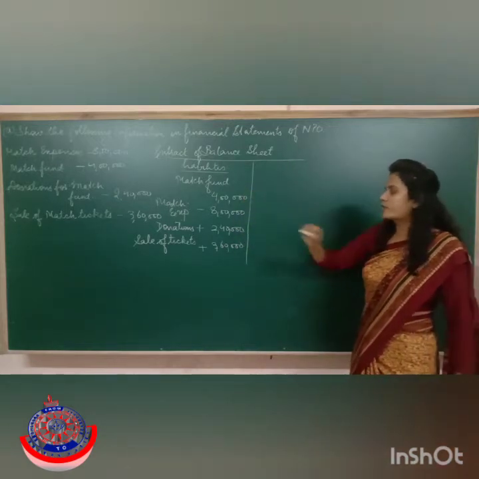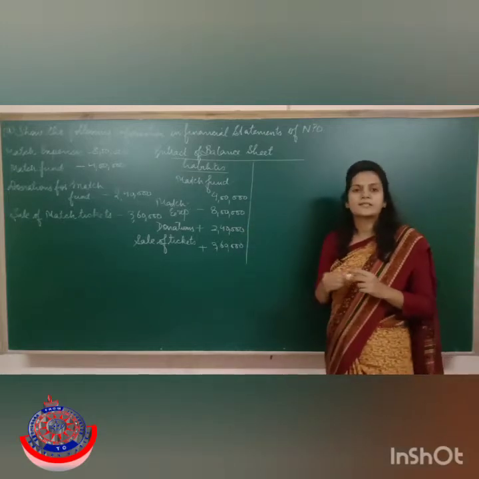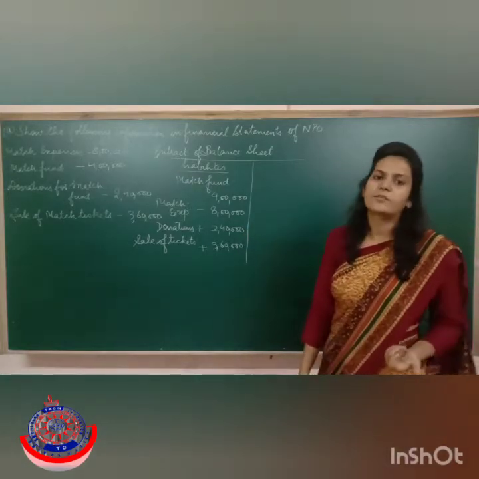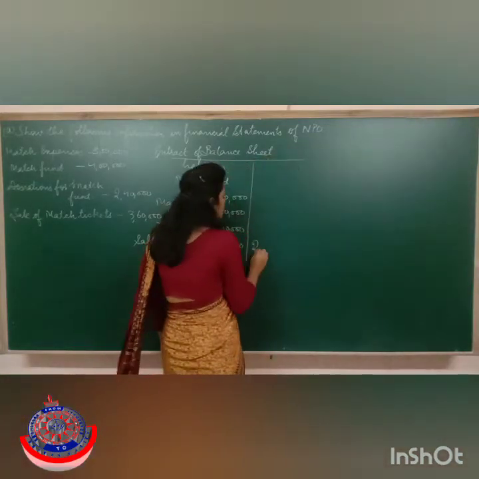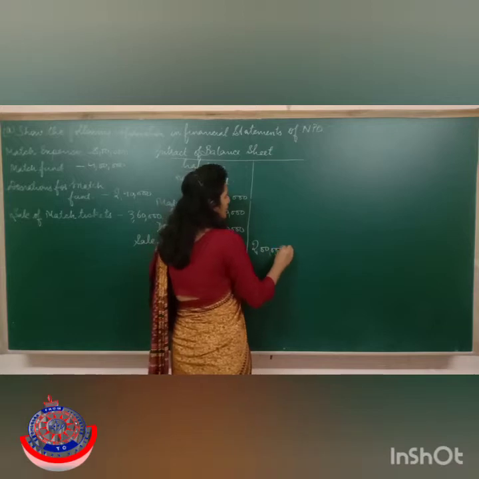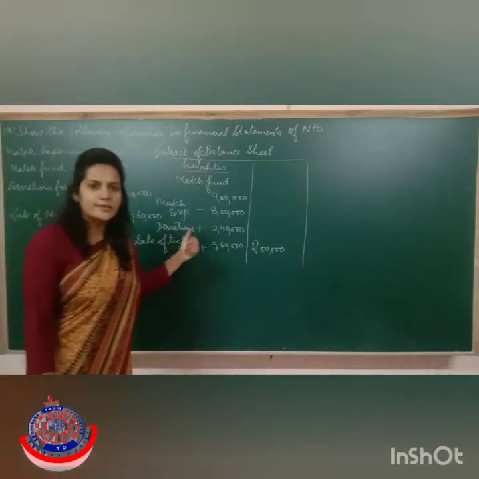So now you have to write the net figure outside. 4 lakh plus 2,40,000 is 6,40,000. 6,40,000 plus 3,60,000 is your 10 lakhs. Now 10 lakhs minus 8 lakh is rupees 2 lakh. So you have to show rupees 2 lakh in the external column. I'm hoping that this point is clear to you.